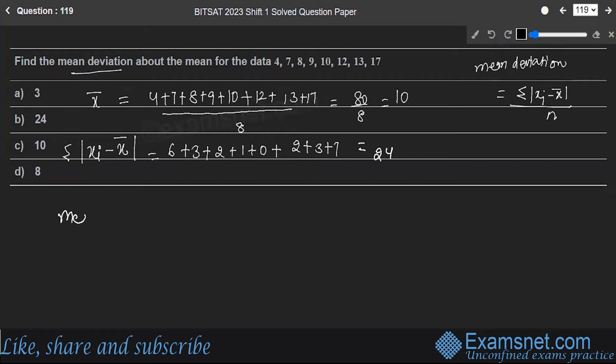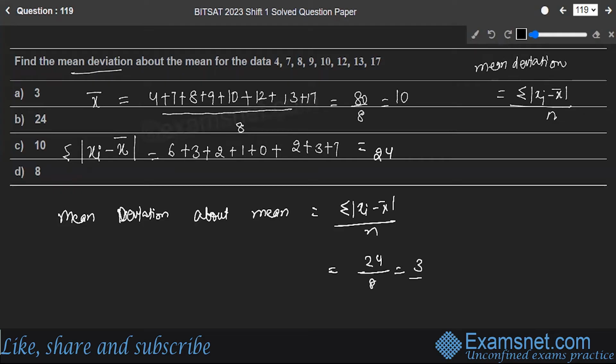Now the mean deviation about the mean is given by summation modulus xi minus x bar divided by the number of terms, which is equal to 24 upon 8. That means 3. So you have option A as the right answer.